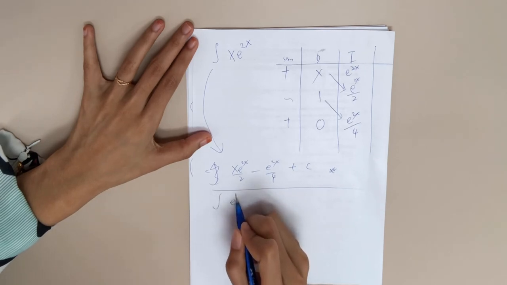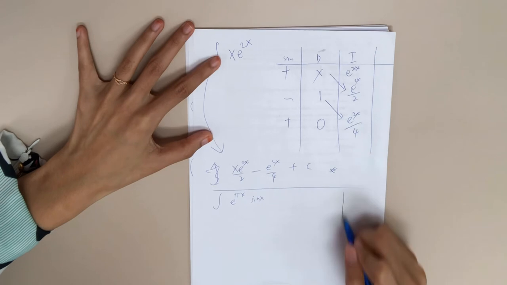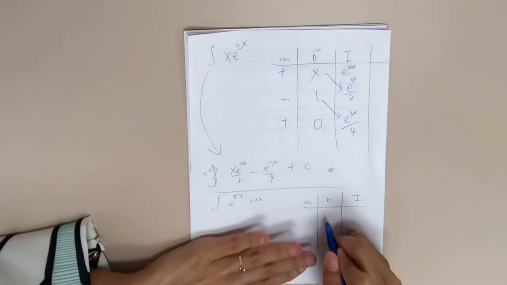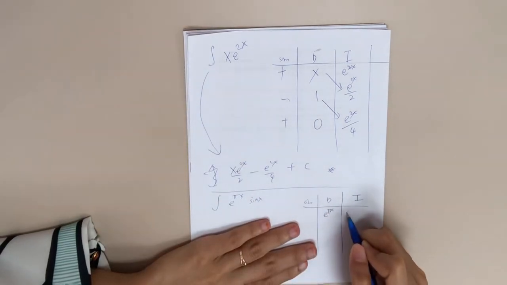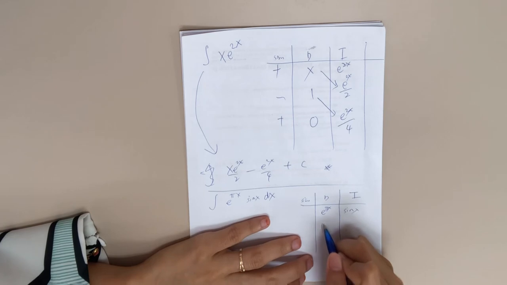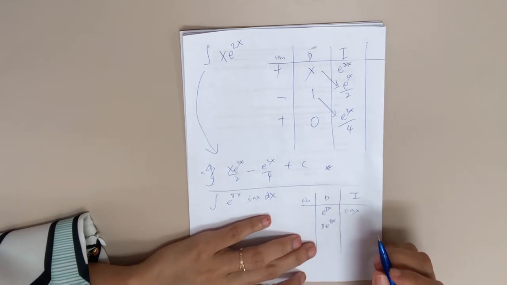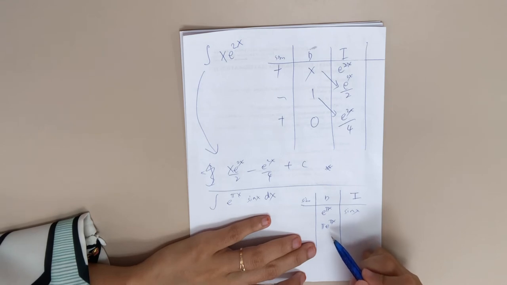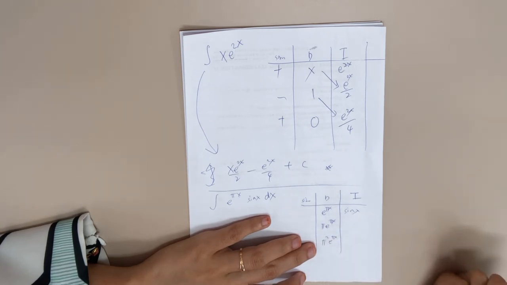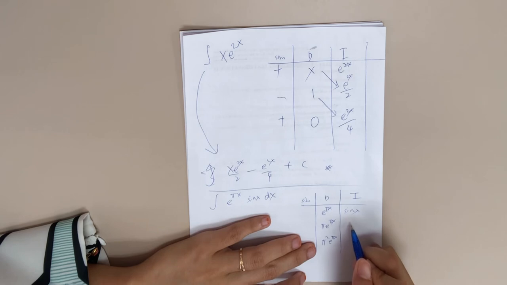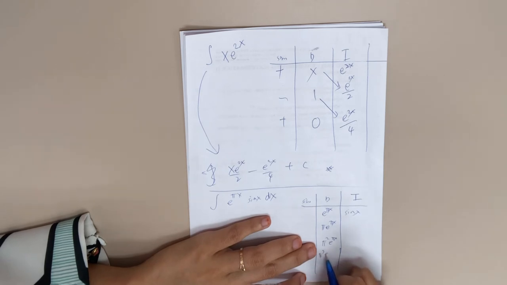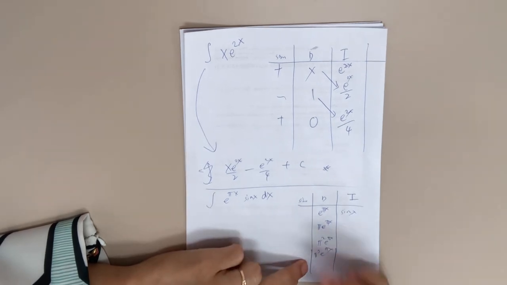Integrate e to x sin x. Okay, same thing. You have a sign column here. This d, this I. So for differentiation, you have e to x. For integration, you have sin x. And then differentiate e to x, you have e to x. Differentiate again, you have e to x. And then for integration, if you still differentiate, you still get like this, and so on. Means that you didn't get 0.